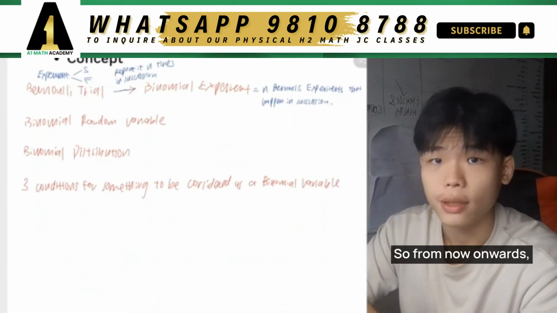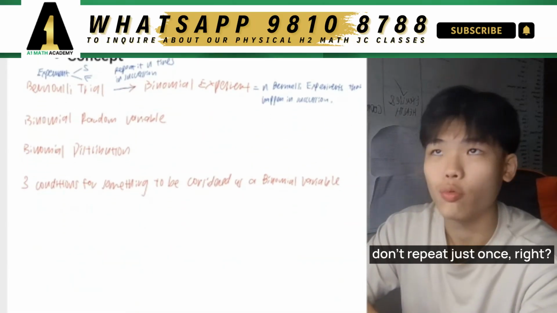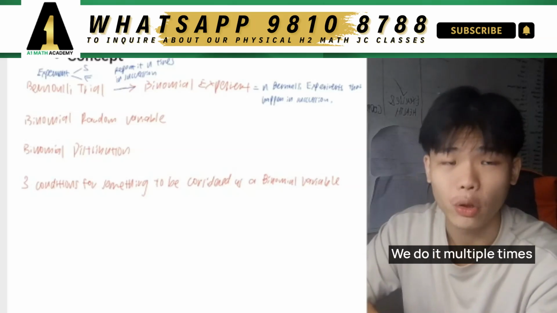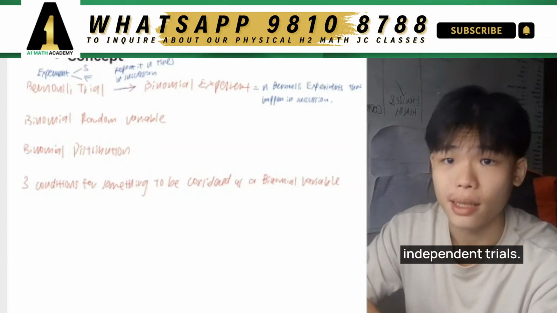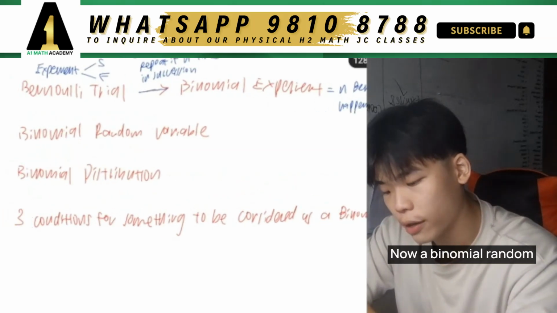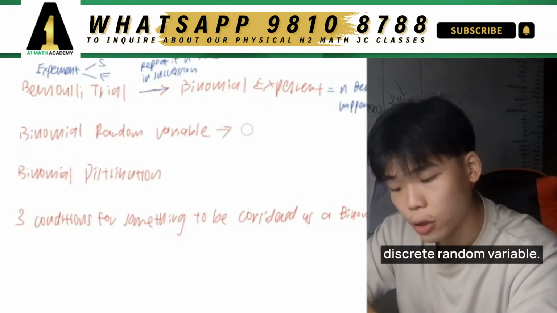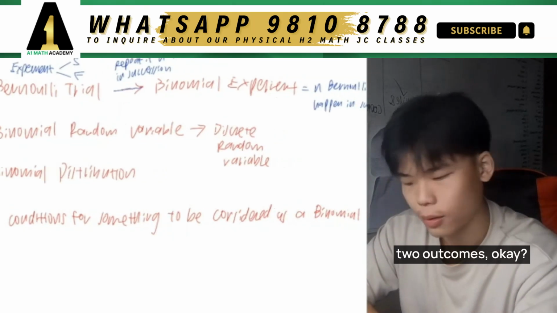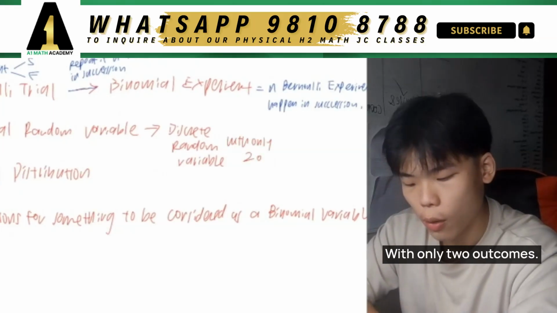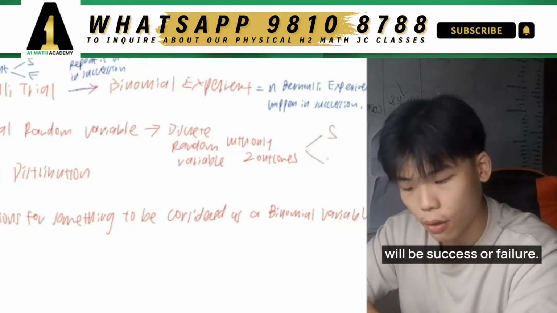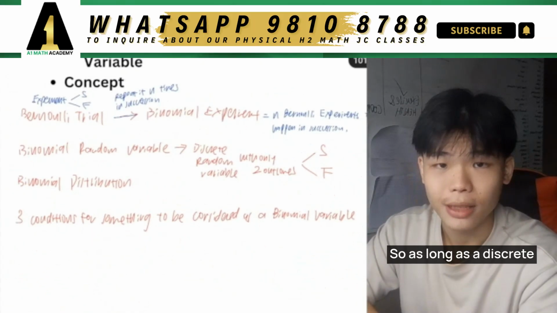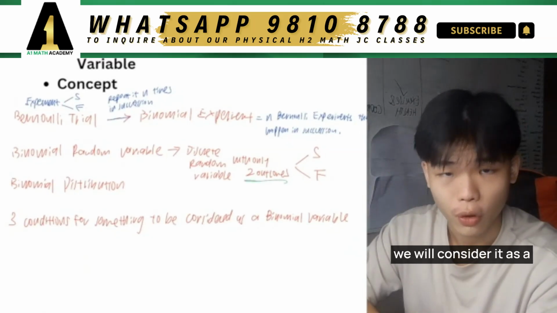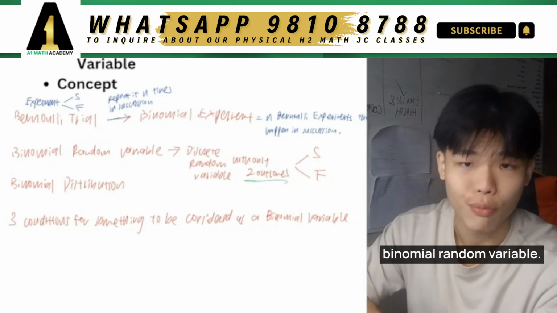So from now onwards, we will say binomial experiment because we don't repeat a Bernoulli trial just one time. We do it multiple times in succession, so we have n independent trials. Now, a binomial random variable is basically a discrete random variable with only two outcomes. And those two outcomes will be success or failure. So as long as a discrete random variable only has two possible outcomes, success or failure, then we will consider it as a binomial random variable.